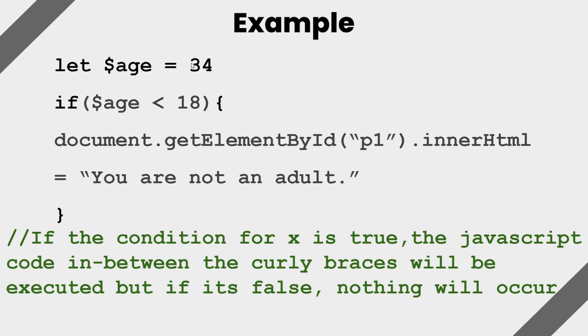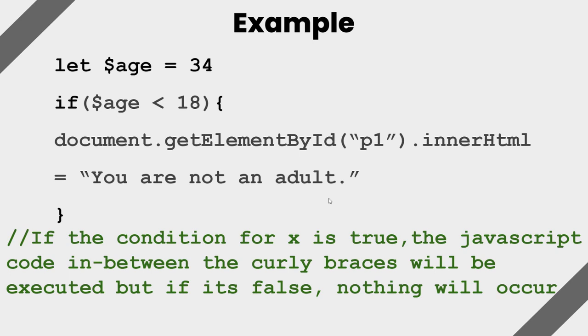So let's assume instead of 34, we have something like 11. This statement will compare the new value of 11 to 18 and check if it's lesser than 18. And as we all know, 11 obviously is lesser than 18. And so because the condition is now true, this particular statement would execute. So you would have "You are not an adult" on the screen, when it's rendered on the browser.